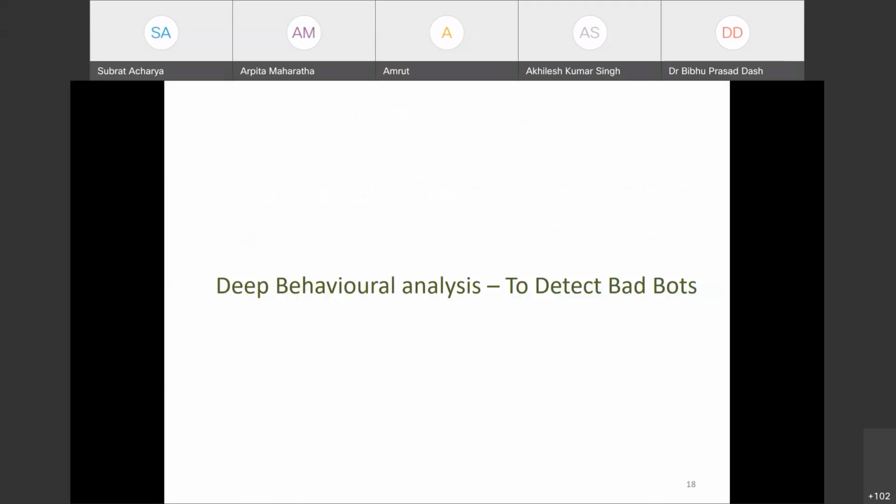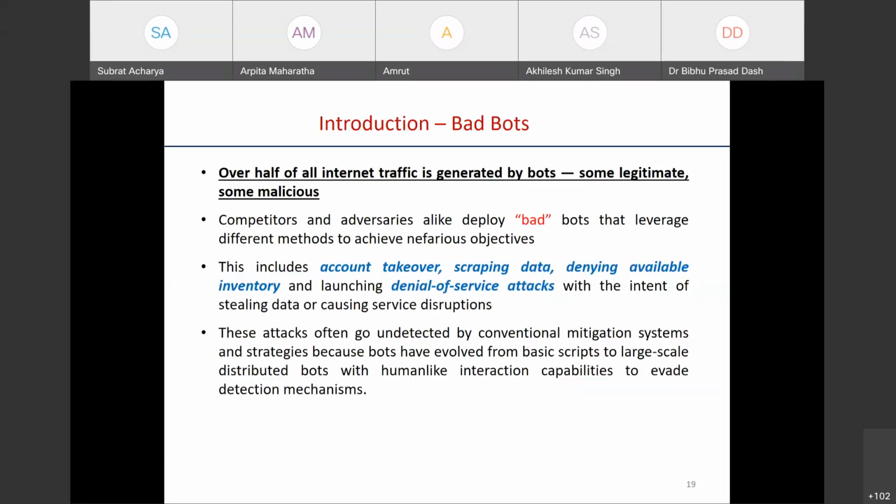And coming to the deep behavioral analysis to detect bad bots. Bots are basically small programs, and as we know, they generate network traffic, and how these bots do any kind of action is highlighted here, like account takeover. That means when I want to access one particular website, it will show me a similar website or similar actions. And grabbing data, like if I am hosting one website, there will be some changes in my data. That may happen in real-time operations also. So how do we avoid that?